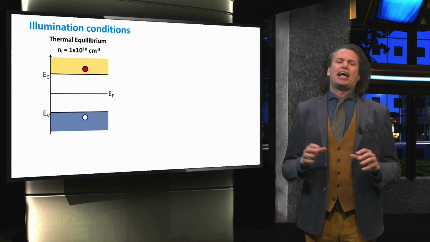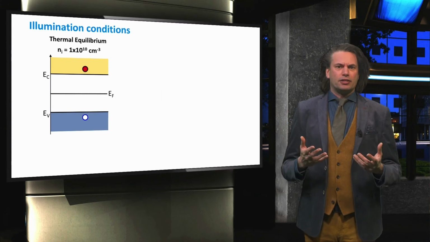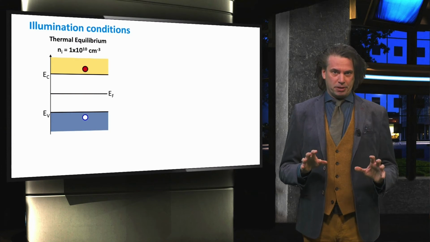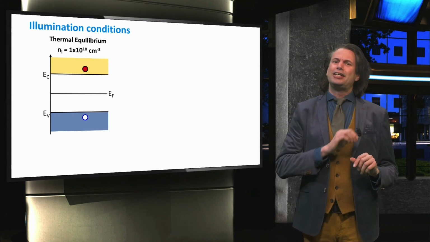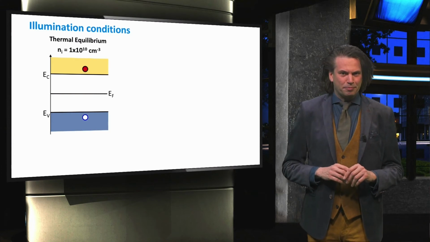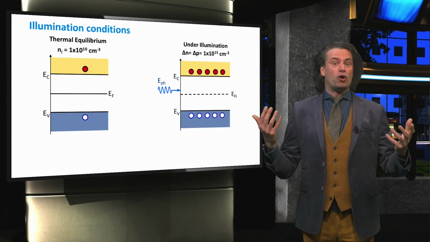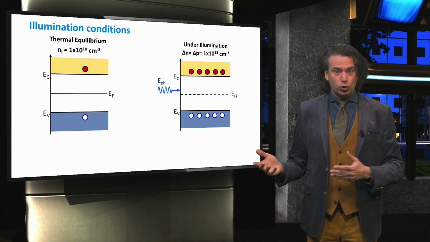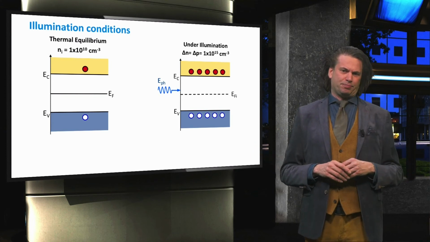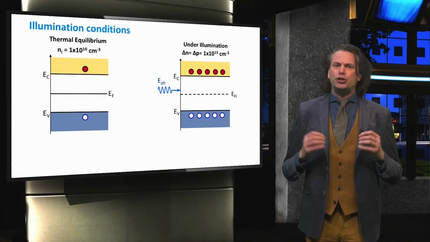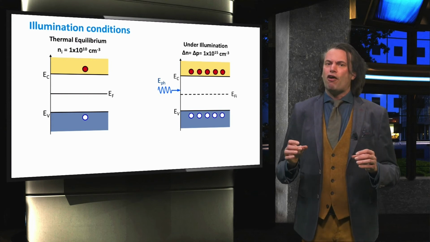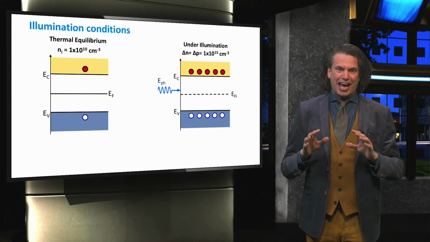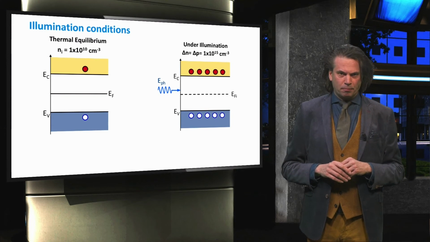So far we looked at semiconductors in the dark, under thermal equilibrium. Now let's illuminate the material. We now have many more electrons occupying states in the conduction band and many more holes occupying states in the valence band. The Fermi level is used to determine the concentration of both electrons and holes at thermal equilibrium.